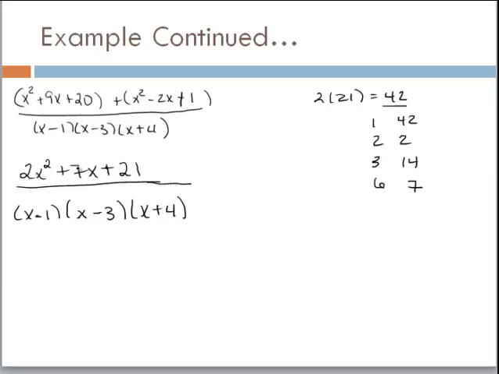But since this 7 is positive, we know we need the positives. So do any of these add up to give you 7? They do not. So this is as far as this will go. If the numerator would have factored some more, you would factor it and then see if you could reduce the fraction further.